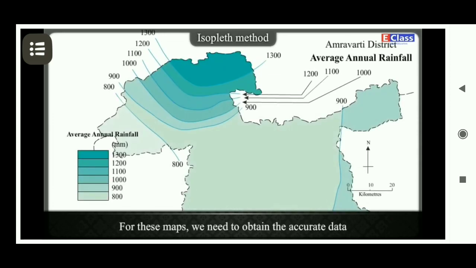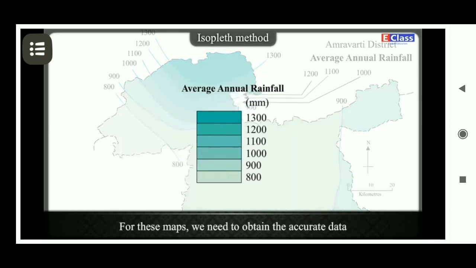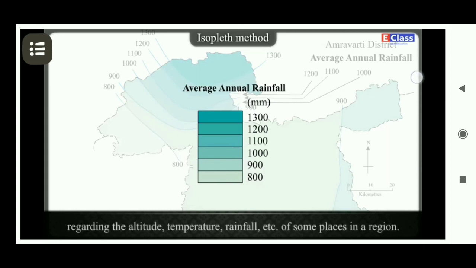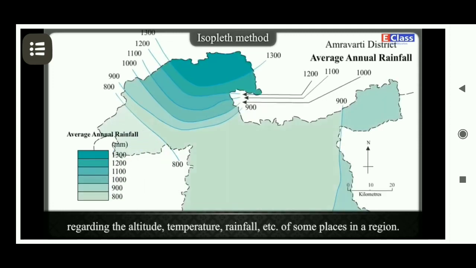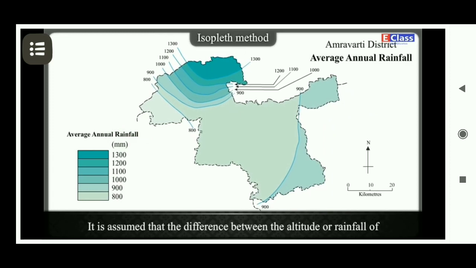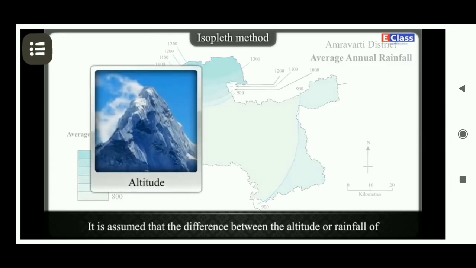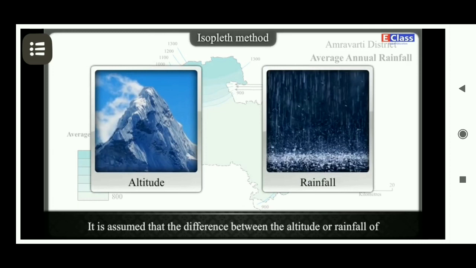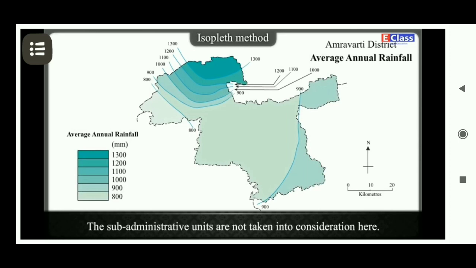For these maps, we need to obtain the accurate data regarding the altitude, temperature, rainfall, etc. of some places in a region. It is assumed that the difference between the altitude or rainfall of two places changes at a uniform rate. The sub-administrative units are not taken into consideration here.